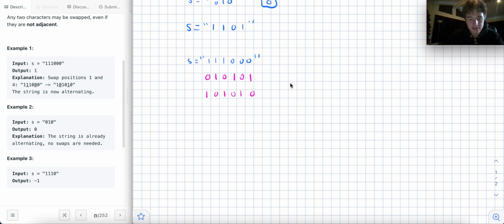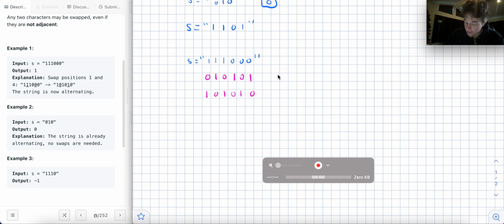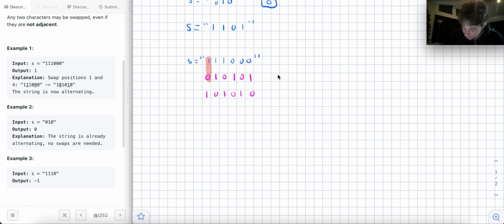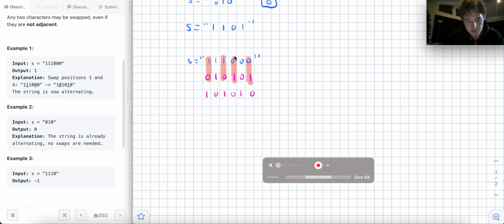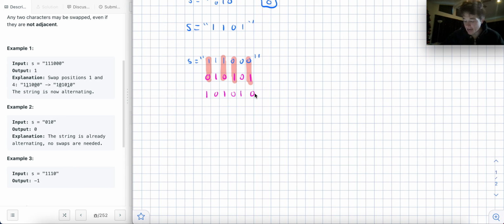Okay, so if I wanted to turn S into this resulting string, I'm going to have to convert this 1 to a 0, this 1 to a 0, this 0 to a 1, and this 0 to a 1. And actually, I could do that, right? Because I have two zeros that want to become ones, and I have two ones that want to become zeros. So I could swap this 1 with this 0, and that would make this 1 what it wants to be, and this 0 over here what it wants to be. And I could swap this 1 with this 0, and those two constraints will be met, right?